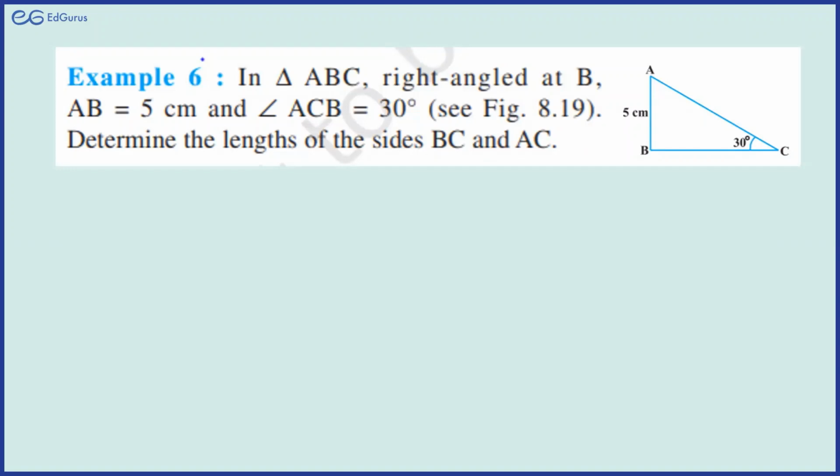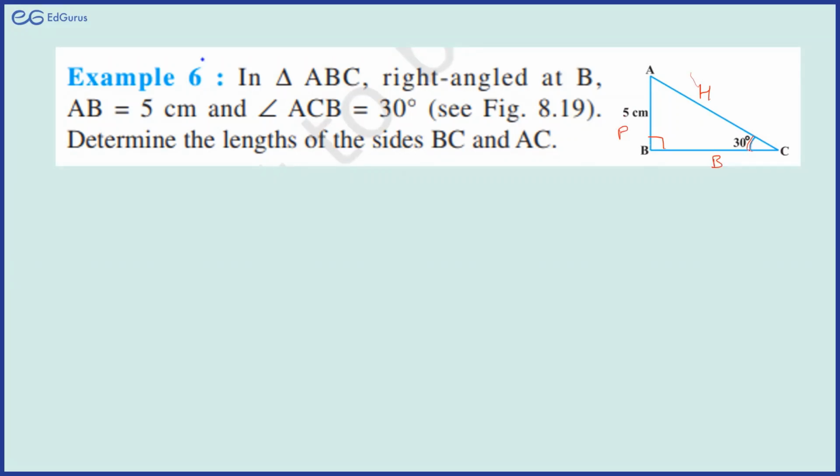We'll discuss some examples now. So in triangle ABC, right angled at B, AB is 5, angle ACB is 30. Determine the lengths of the side BC and AC. Now, angle ACB is given to us. That means we can use some trigonometric ratio with respect to C. Now, with respect to C, my hypotenuse is AC, perpendicular is AB, and base is BC.